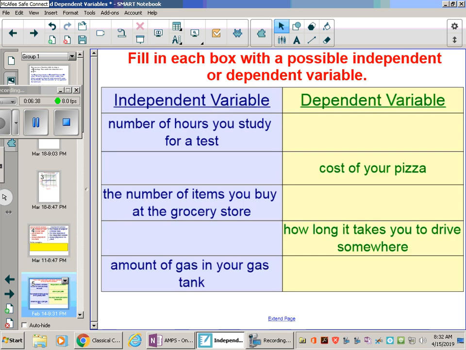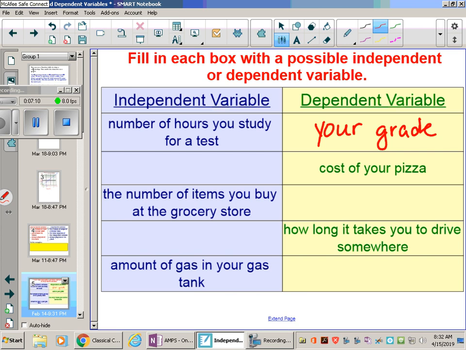Now let's take a minute to look at this and think about the relationships. We want to fill in the box with possible independent or dependent variables for the situation. So if your independent variable is the number of hours you study for a test, well, what depends on that? It could be your grade. That would probably be the most likely candidate, I would say. So we would say your grade would be the dependent variable, because your grade might depend on how many hours you study for a test.